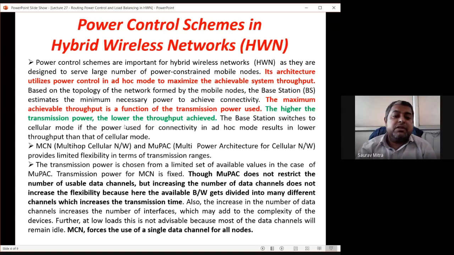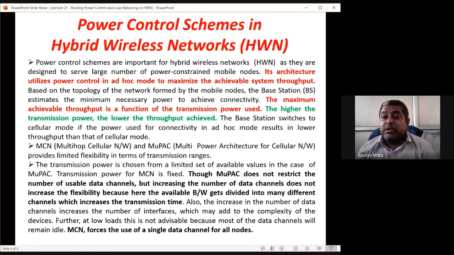The base station switches to cellular mode if the power used for connectivity in ad hoc mode results in lower throughput than that of cellular mode. So in the case of HWN, yesterday we had seen there are two modes: one is cellular mode, one is ad hoc mode. In cellular mode, if one node wants to connect to another node, the connectivity will be established by means of the base station. First node A will send the data packet to the base station, and the base station will relay it to station B. So A and B keep the base station in between. That is the cellular mode. In every communication in cellular mode, the base station is involved.